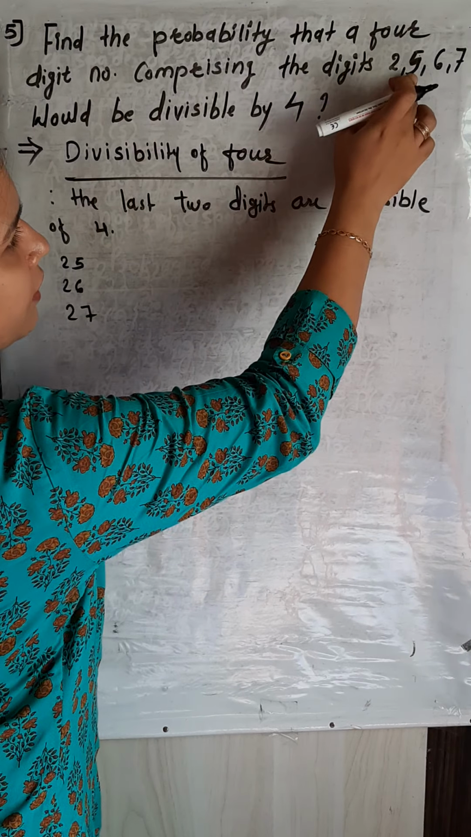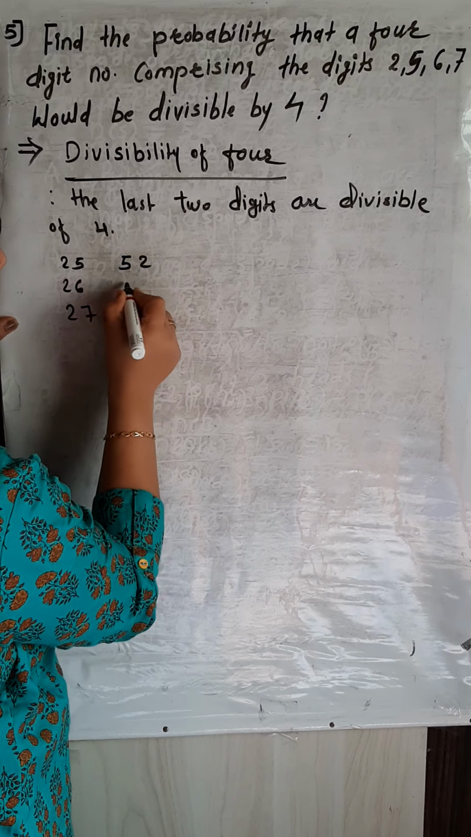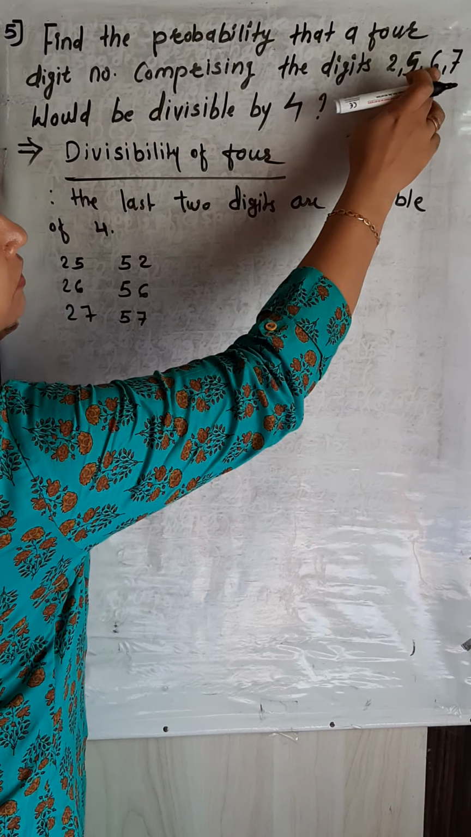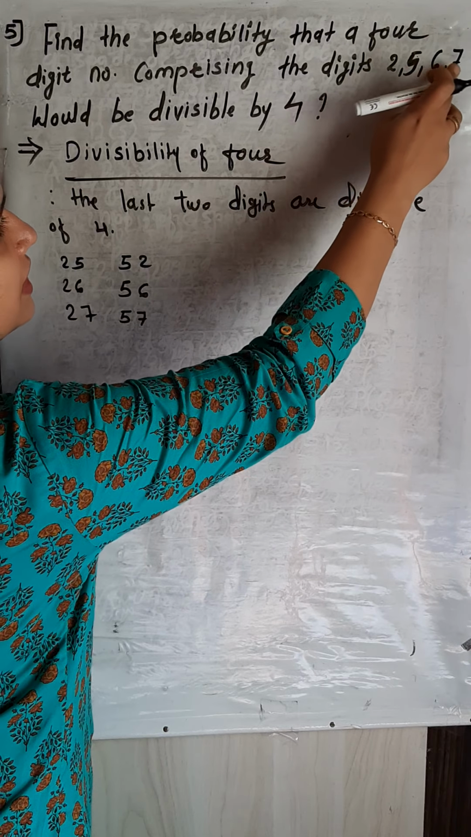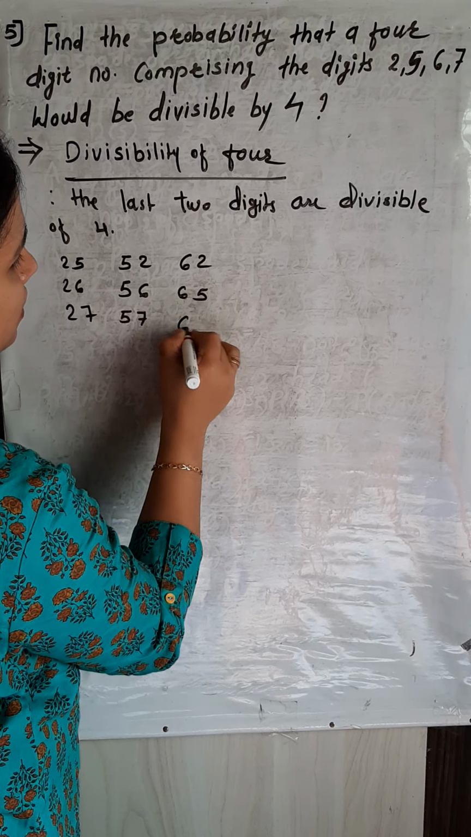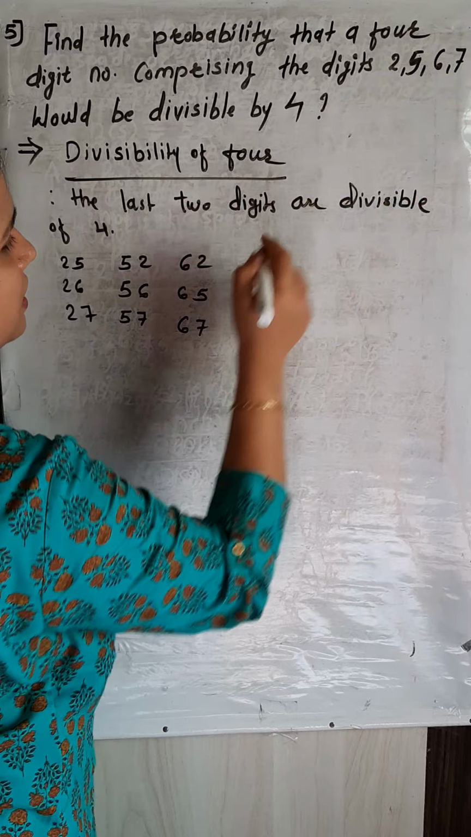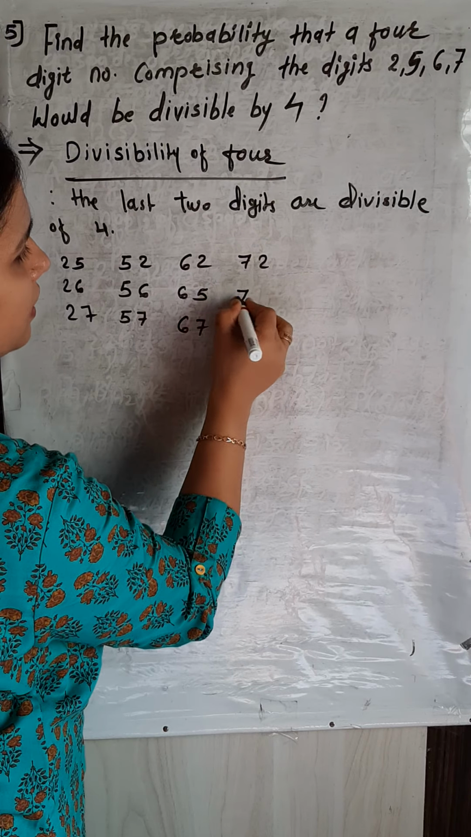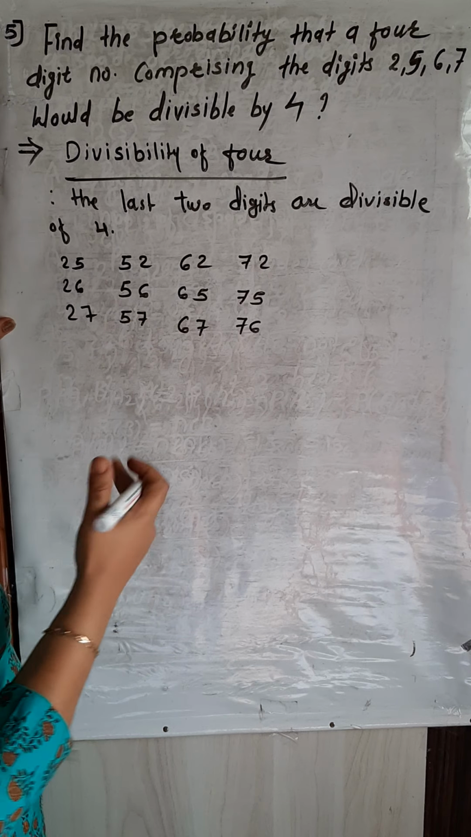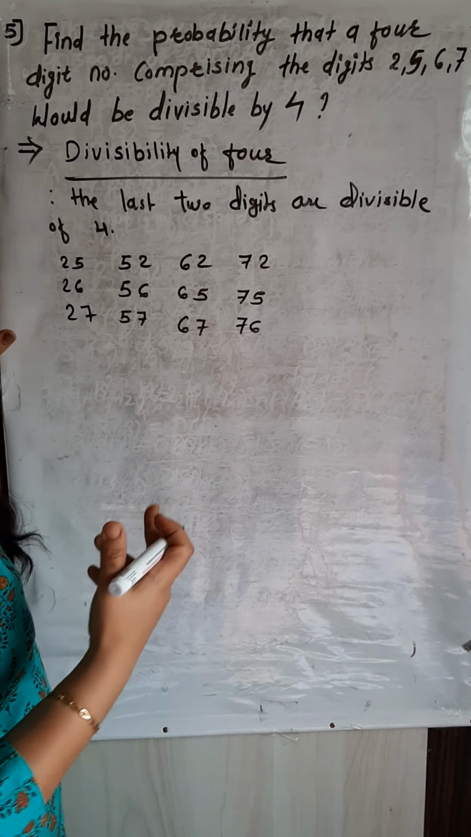Now for 5: 5 2, 5 6, 5 7. For 6 it will be 6 2, 6 5, 6 7. And for 7 it will be 7 2, 7 5, 7 6. Whole this is rough work, but you can write in your notebook, because by using this you will get how we are solving this question.